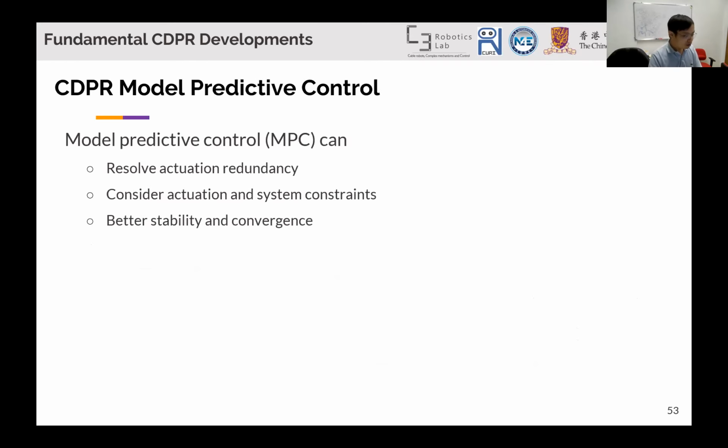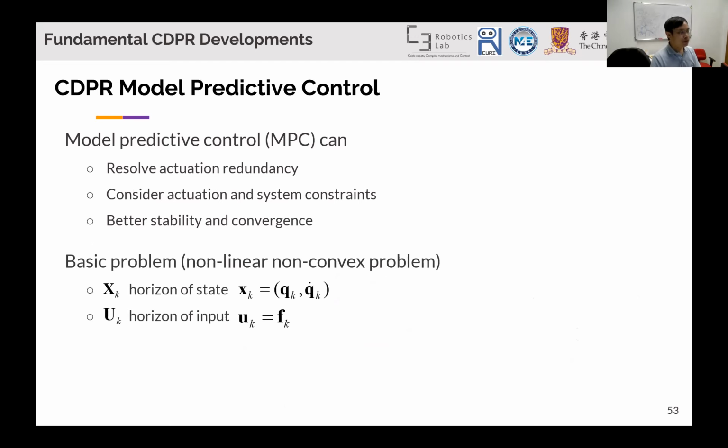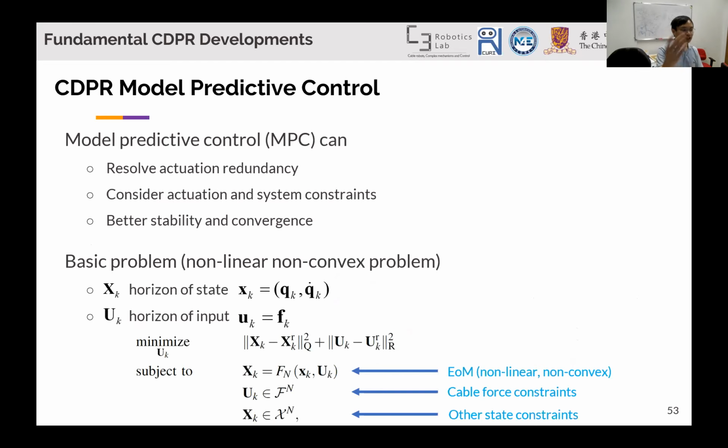So first one to talk about is model predictive control. The basic problem of model predictive control is we have input of the state, the pose, and the velocity of the robot, and the input is your cable force. And this problem, naturally, when you formulate it to minimize tracking error and to also minimize effort, is non-linear and non-convex because you've got the equation of motion. You also have cable force constraints, and you have other state constraints like collision.